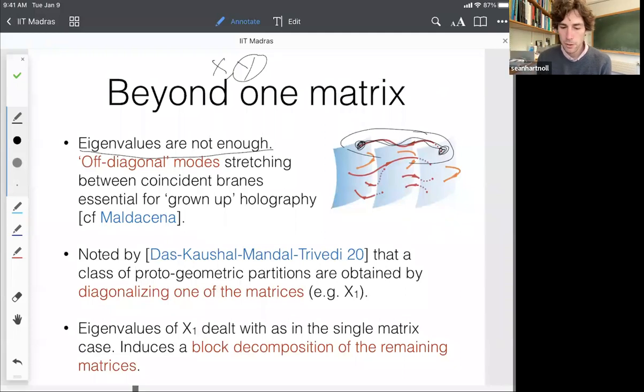But when you go beyond one matrix, you really have to grapple with these off-diagonal modes. So the starting point here is again TFR and Shimida's paper, and they noted the following, which was the point that we got inspired by.